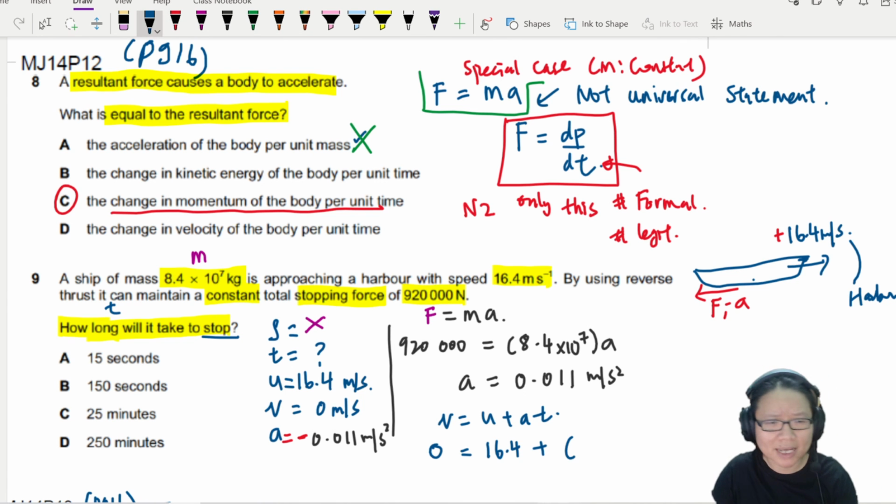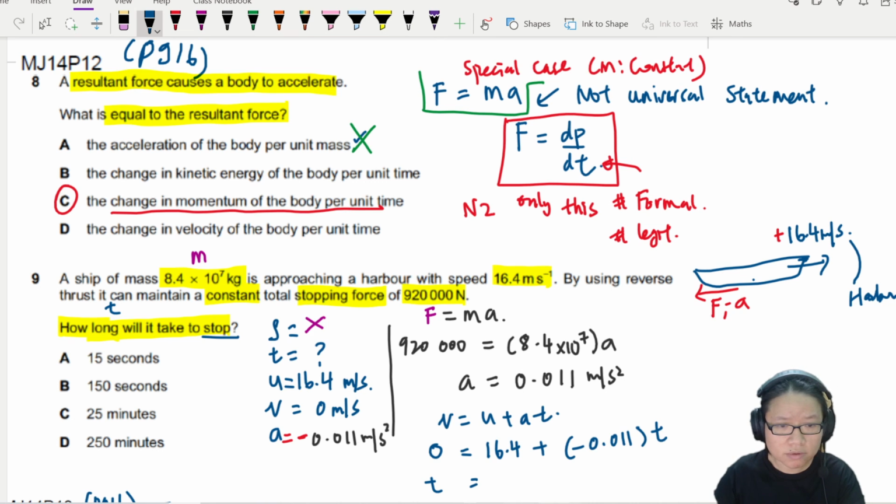Also, my time cannot be negative. That should be a good clue for you that something is off. So from here, I can find T. I'll take 16.4 divided by the answer just now, 0.01. I'll get 1497. Don't panic first. This is seconds. Need to convert to minutes. Okay, I divide by 60.